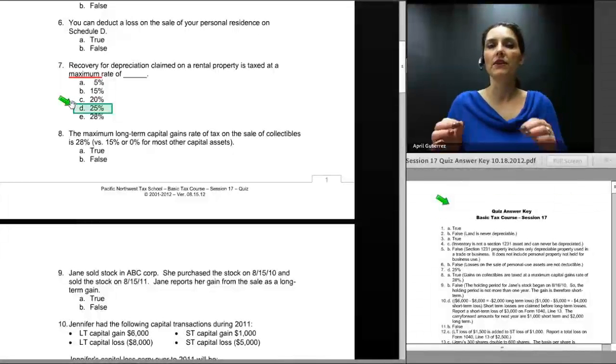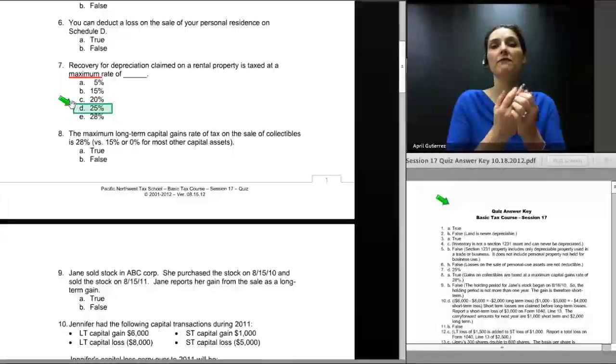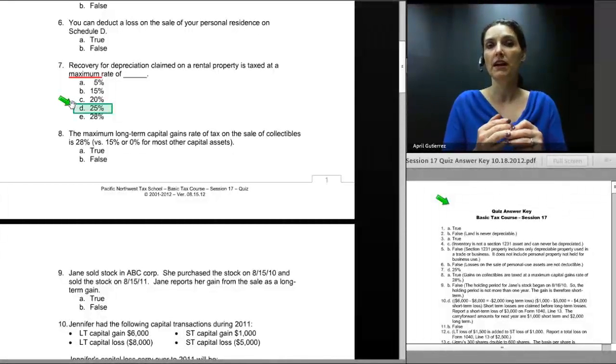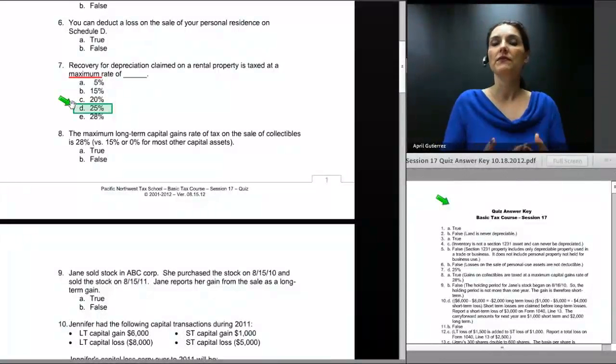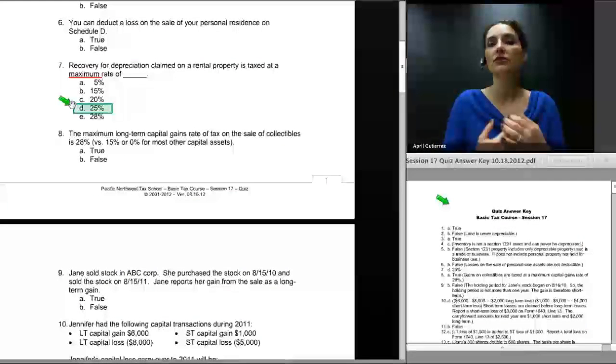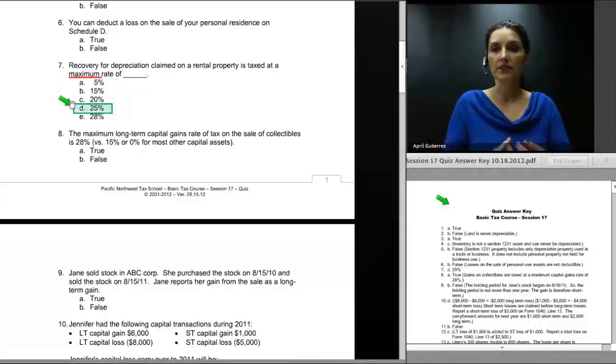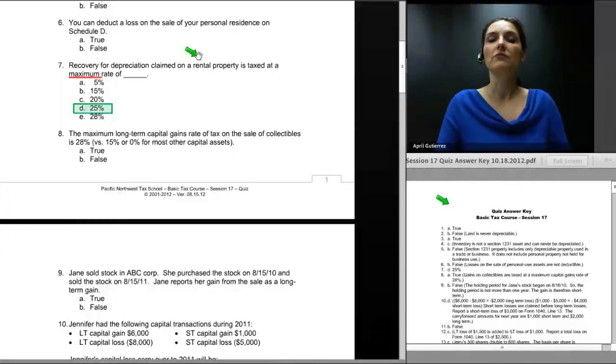Now remember that there are two predominant capital gain rates, the 0% rate and the 15% rate. But there are specific situations when higher rates may apply. One of the higher rates is the 28% rate, and the 28% rate applies to the capital gain on collectibles. And then there is also a 25% rate that applies to recovered depreciation on the sale of real estate. And since we have depreciation that was claimed on a rental property and that property was sold for a profit, the depreciation recapture rate on that is 25%.